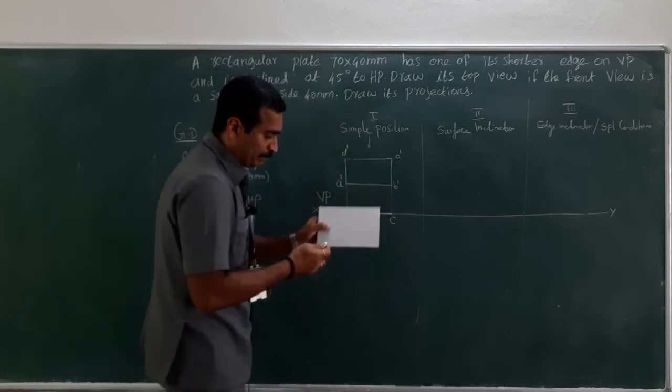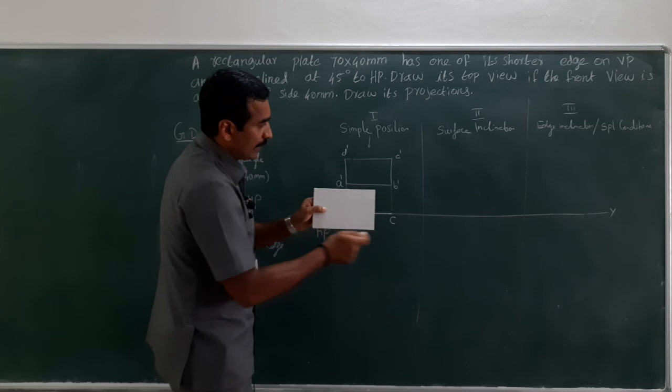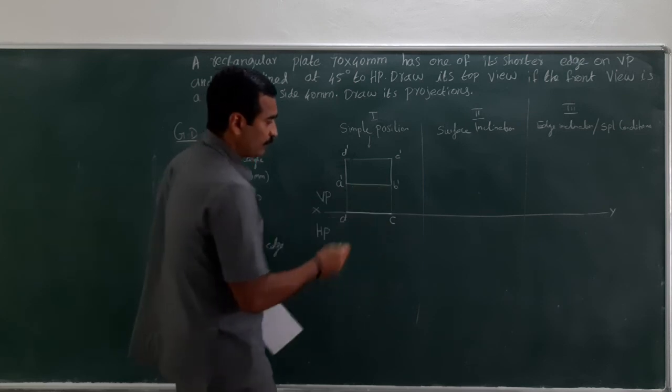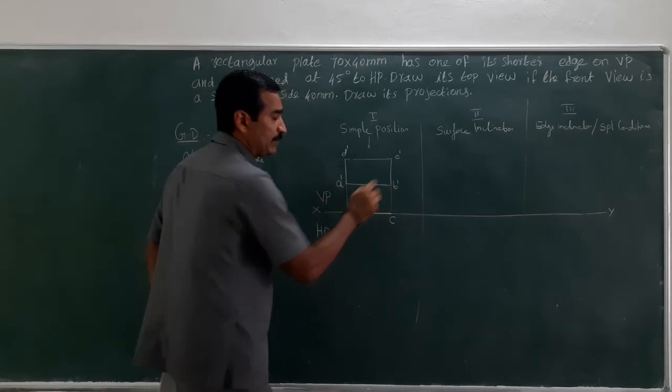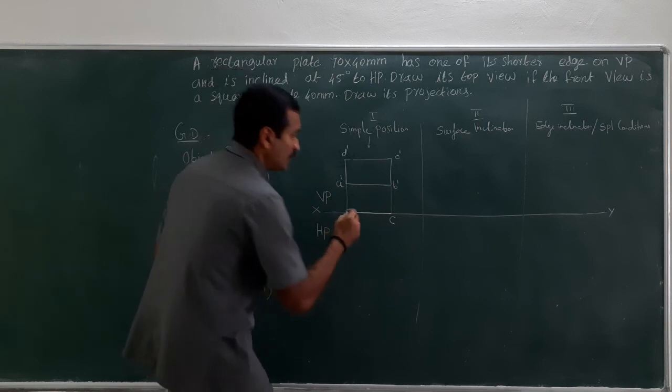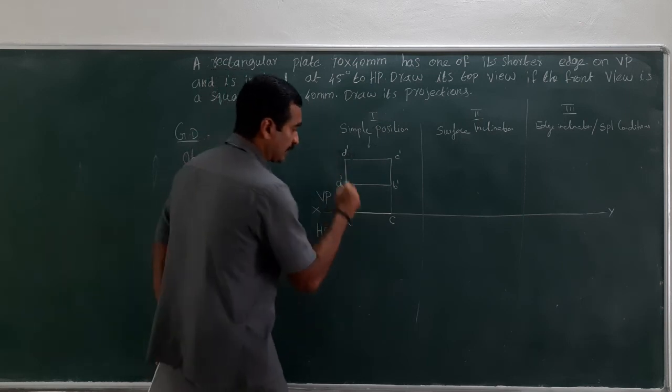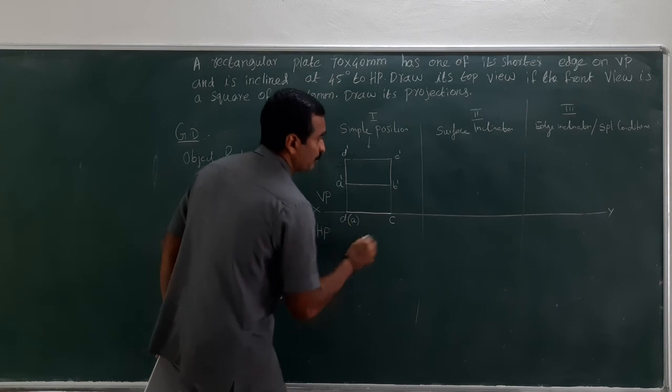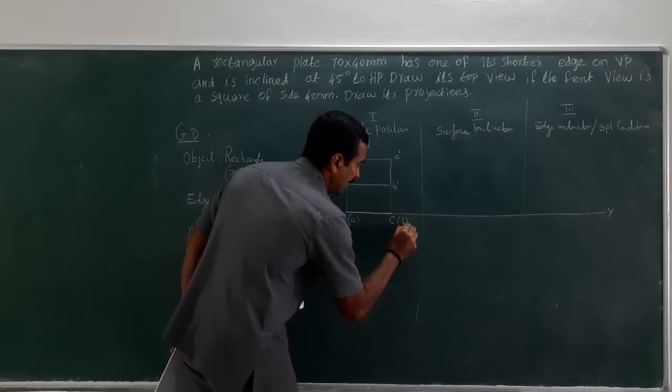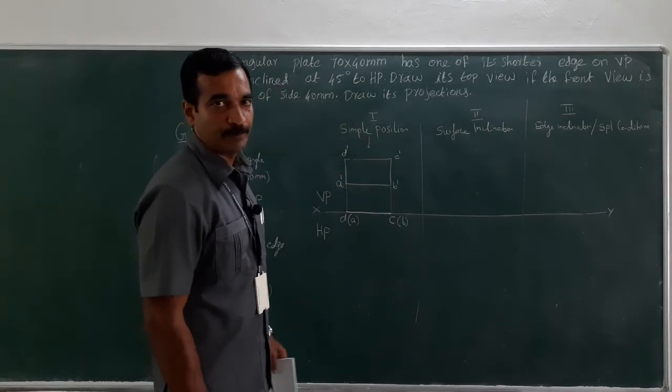What about A and B? A is right behind D and B is right behind C. Therefore, these two, that is A and B, are invisible, right? So this needs to be captured within brackets. So A and B are invisible.